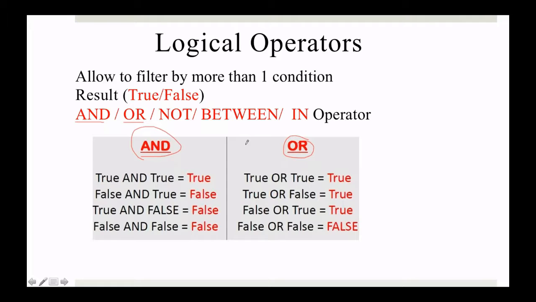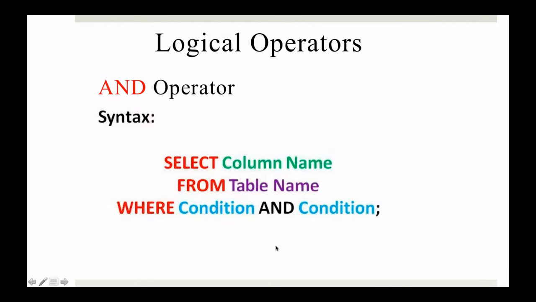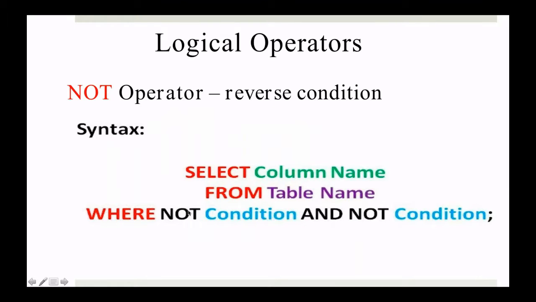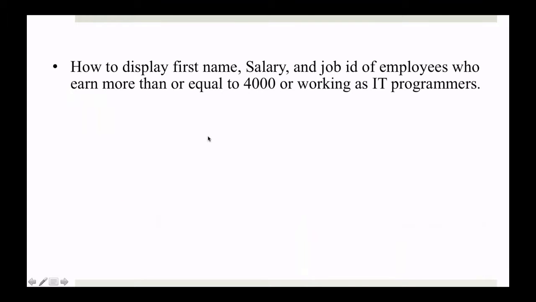And let's go talk about not, between, and in. Now these are really important ones as well. You can use not when you don't want some condition to be true. So you can say where not salary is greater than 5,000. If you want the opposite of it, you can use the not operator over here. And that's the reverse operator.